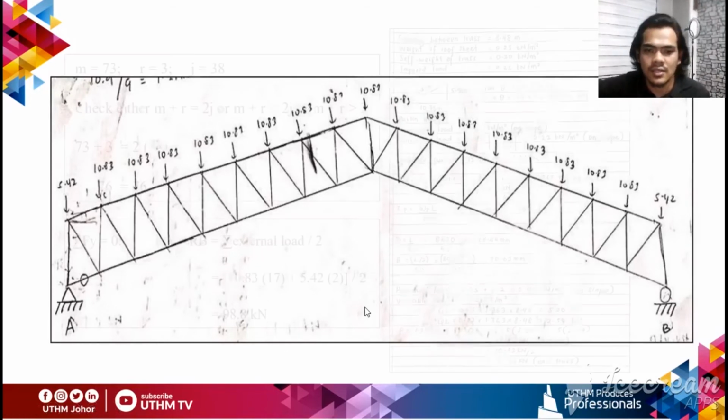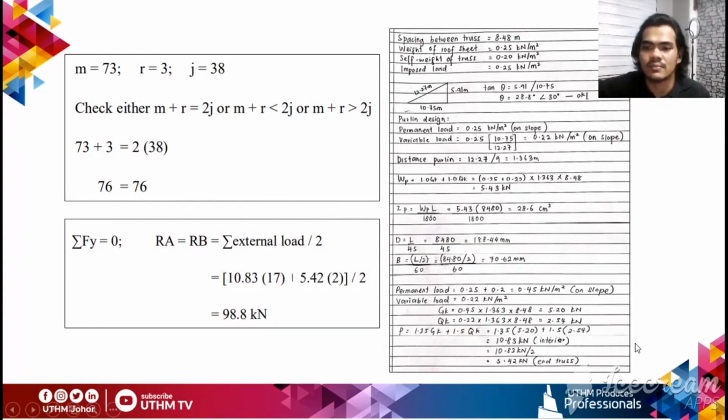So how do we get all the point loads? We use per lane calculation. After the calculation, we get point load at interior 10.83 and 5.42 kN at end truss. So we proceed to determine the C. We have member 73, reaction 3, and joint 38. So we use the M plus R equal to J equation, and we get 76 equal to 76, which indicates our truss is stable and determinate.